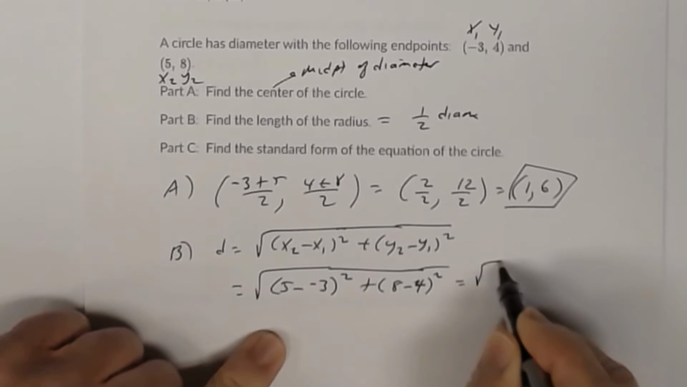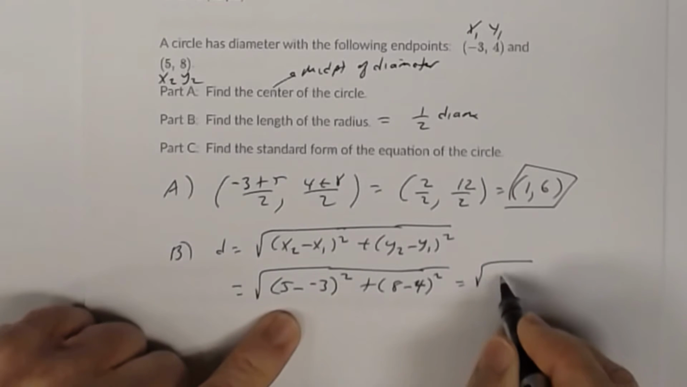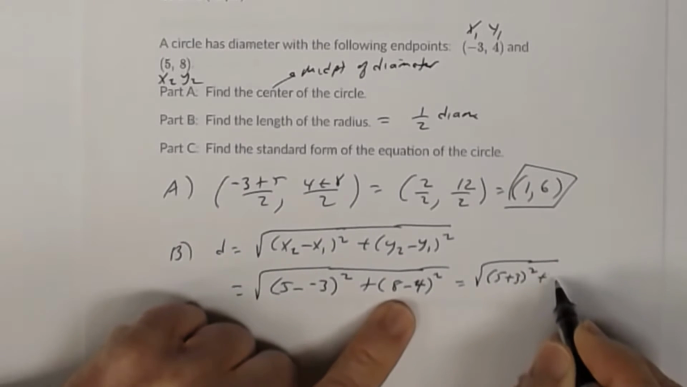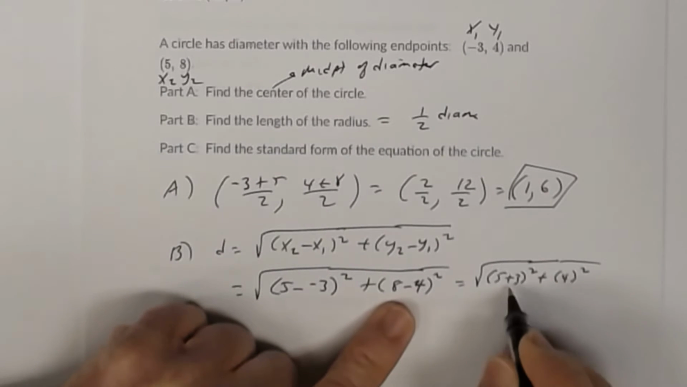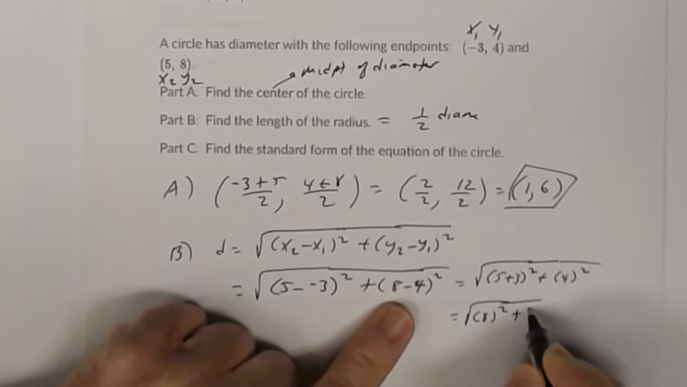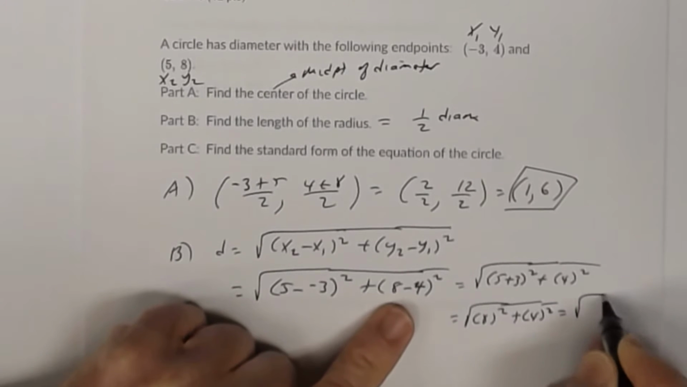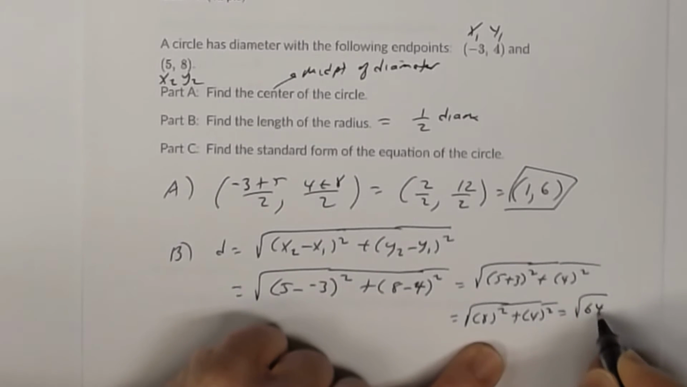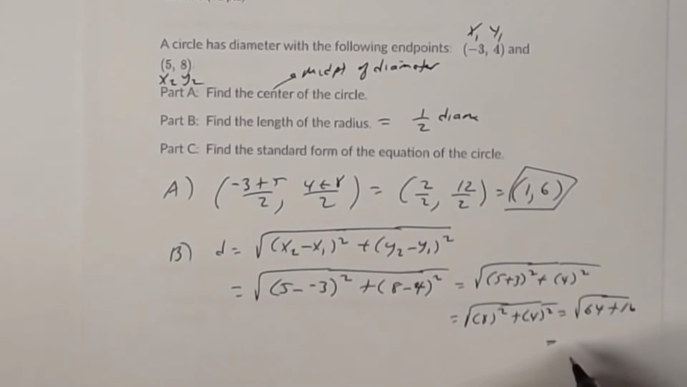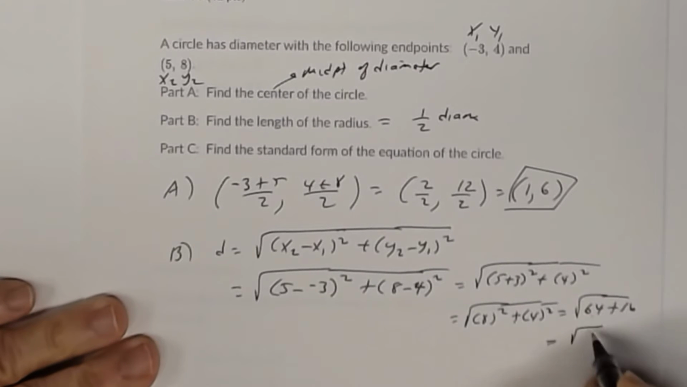So that becomes the square root of 5 subtract the negative 3 means 5 plus 3 squared, plus, and then 8 subtract 4 is 4, so you get 4 squared there. 5 plus 3 is 8, so this becomes 8 squared plus 4 squared, which is the square root of 8 squared, 64, plus 4 squared, 16. All right, so adding those two terms together that's in the radicand, we get 64 plus 16 is 80, so that's the square root of 80.